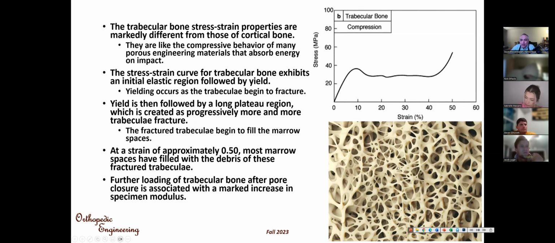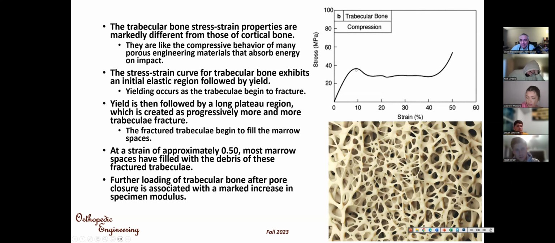When we apply the load on trabecular bone, first it behaves like an elastic material until it reaches the point of failure. The point of failure here is the failure of the first trabecula. In this area, all the trabeculae are intact. No fractures have happened. But at the yield point, the yield point in other materials was the change from elastic to plastic. Here, the yield point is the beginning of fracture of the first trabecula.